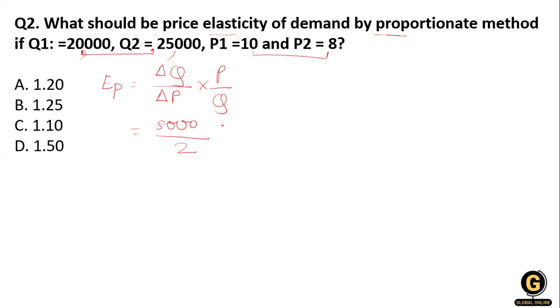Okay, so here is the 2 rupees, and it is multiplied with the base year price, that is 10, and the quantity is quantity number 1. This is price 1 and quantity 1. So it is 20,000. When we calculate it, we get 5 by 2, and 5 by 2 is 1.25. Okay, so 1.25 is the answer. That is, option number B is the right answer over here.